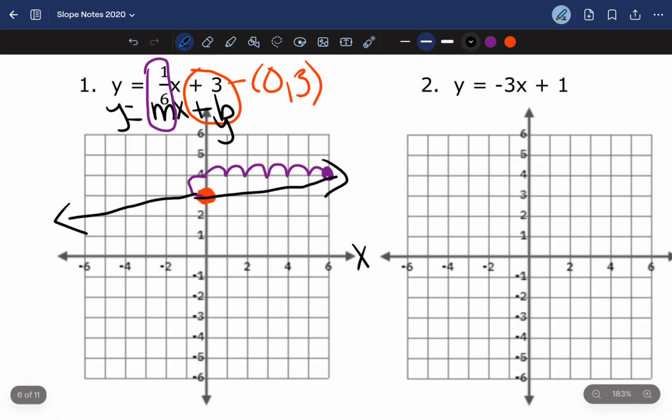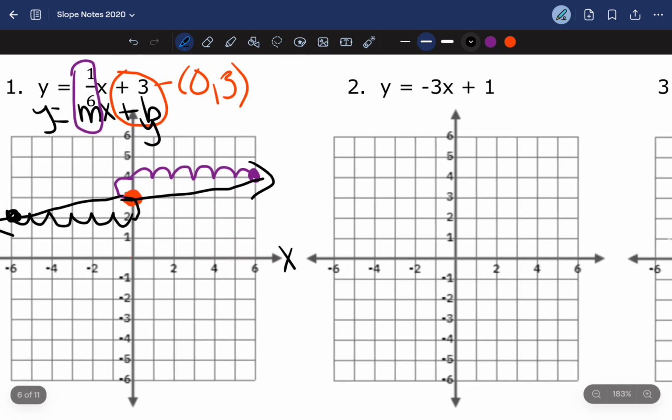But if you really wanted to, you would just have to go in the opposite direction. So you would go down 1 unit from where we just started at the beginning. And then you would go to the left 6 units. So 1, 2, 3, 4, 5, 6. And then that would be the third point.